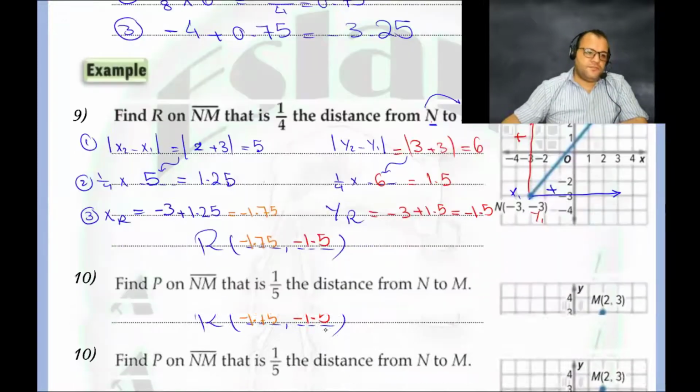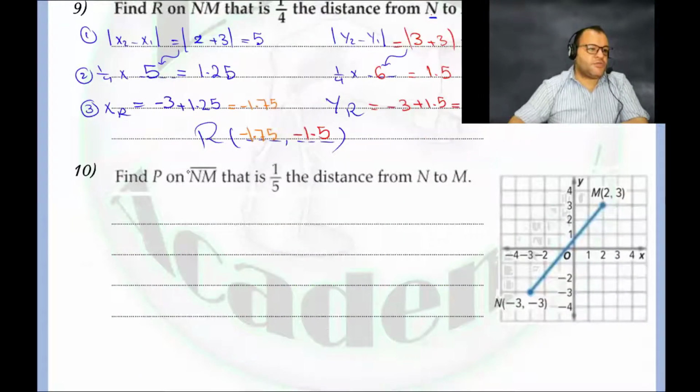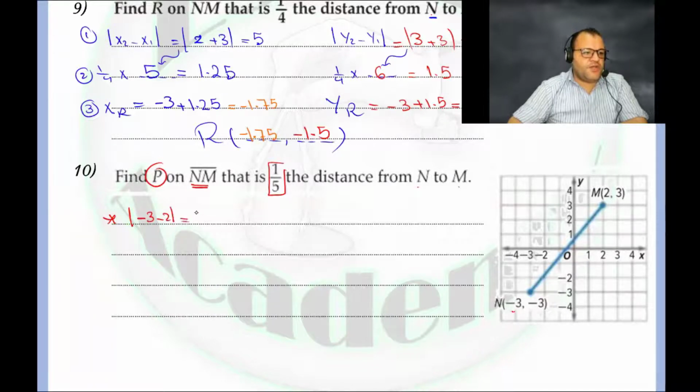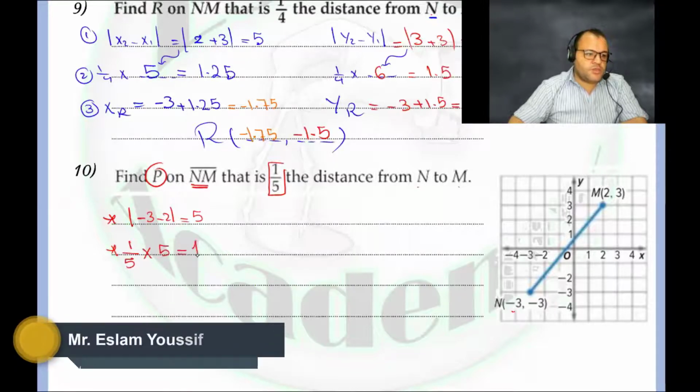Again, we need to find the coordinate of the point P, which lies on NM, at 1 over 5 of the distance from N to M. So how can we find it? Number 1, we need to find the distance: X2 minus X1, which is 2 plus 3, and you will find it will be 5. The second step is to multiply by 1 over 5, not 5 times 5. So it equals 1.